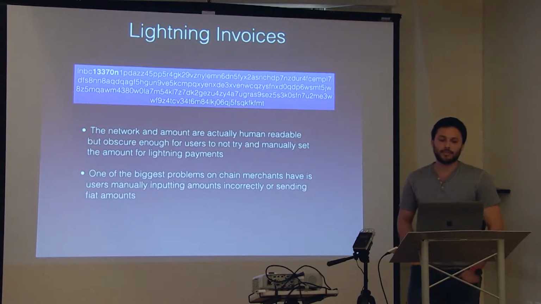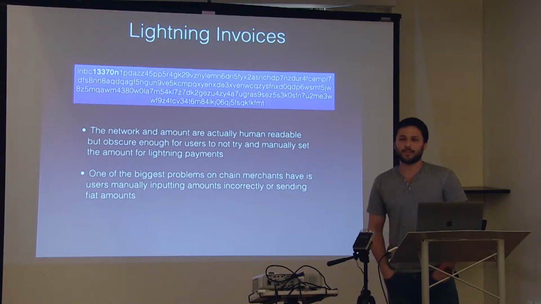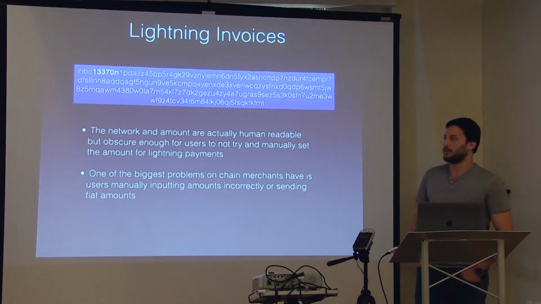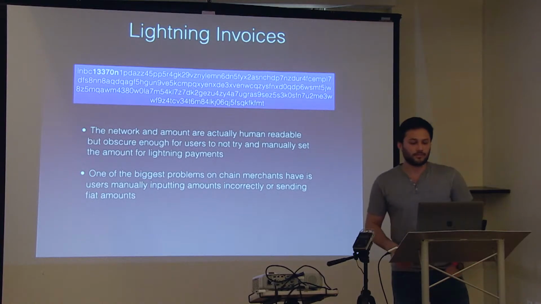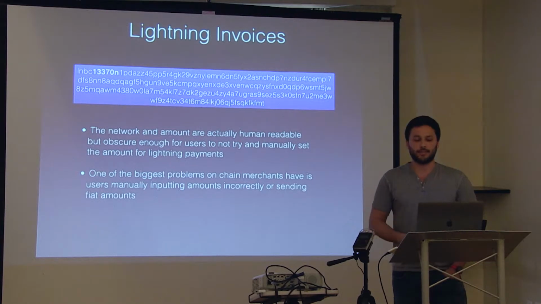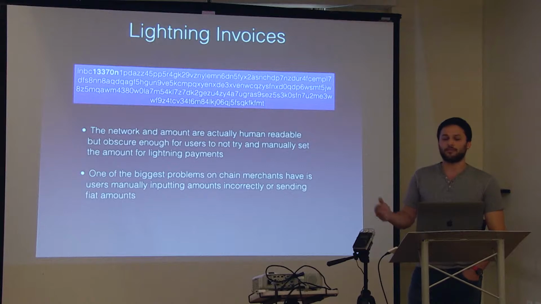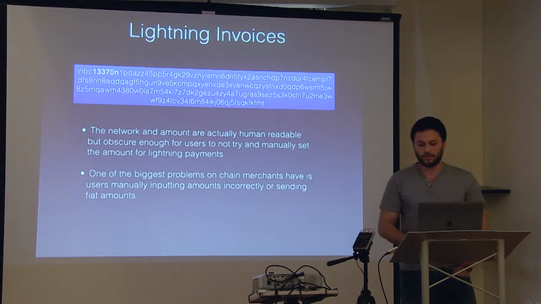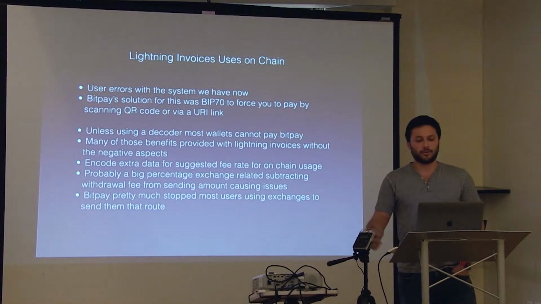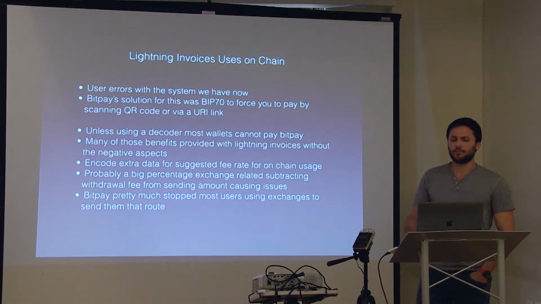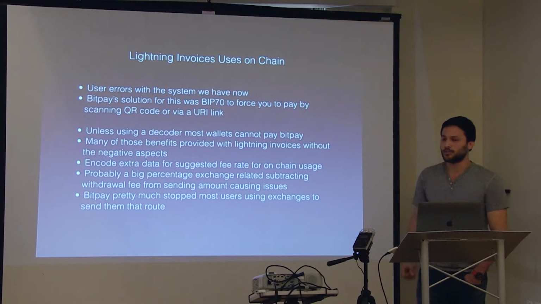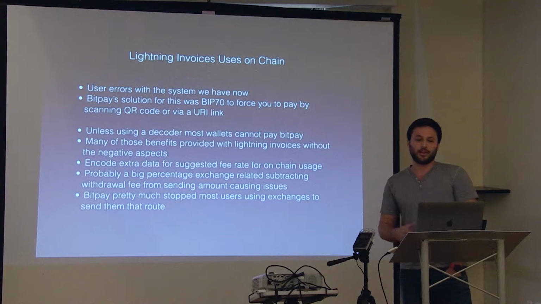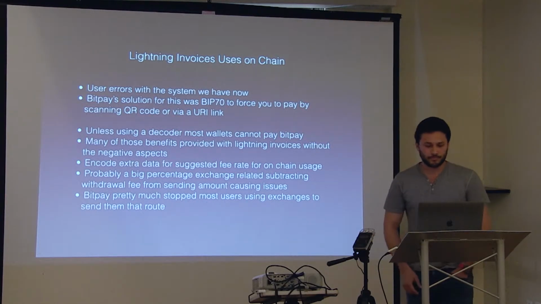What I really like about this is that when you're paying an invoice, you almost never want to set the amount manually. You just copy the whole thing and paste it into your wallet. One of the biggest problems merchants have is users paying the wrong amount. Either they set a fiat amount or something else happens. I think BitPay's solution to this was using BIP70. They don't show an address. They just don't allow a user to shoot themselves in the foot. But that comes with other issues, in my opinion.